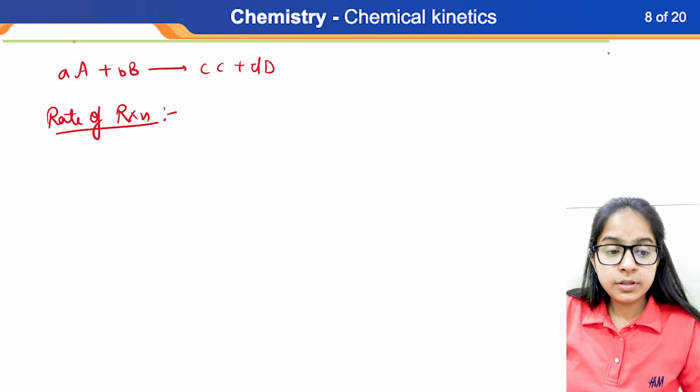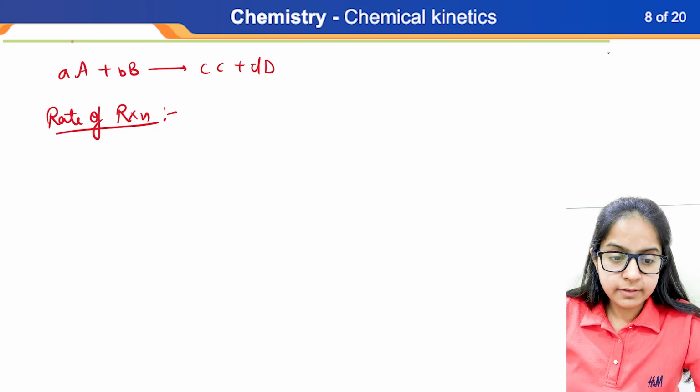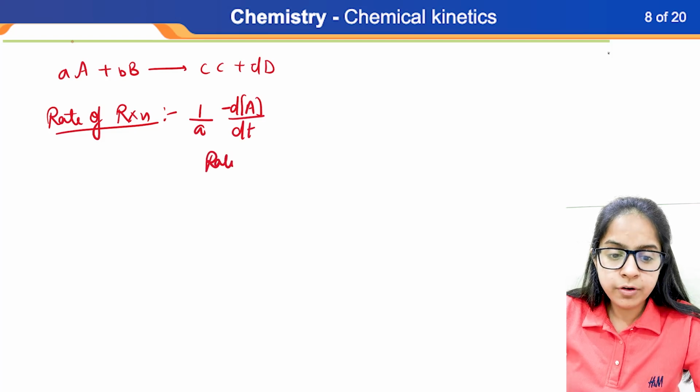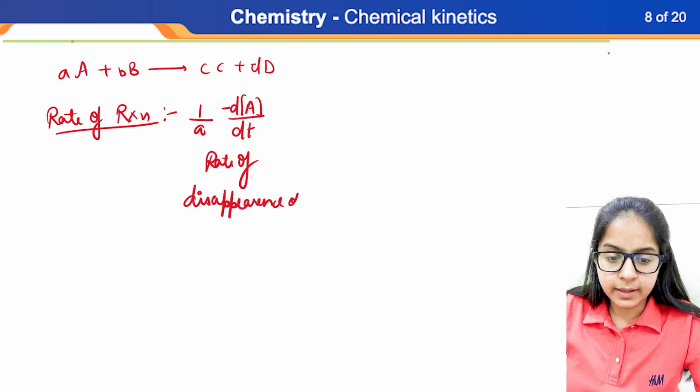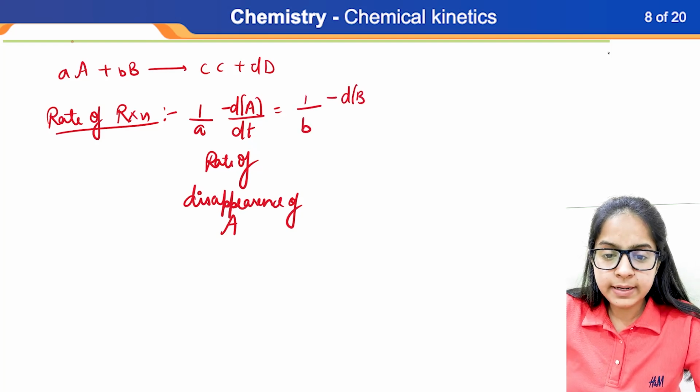You need to put the coefficient in the reciprocal. Like 1 by a times minus d[A] by dt, because this is the rate of disappearance of A, is equal to 1 by b times minus d[B] by dt, because it's also the rate of disappearance of B.